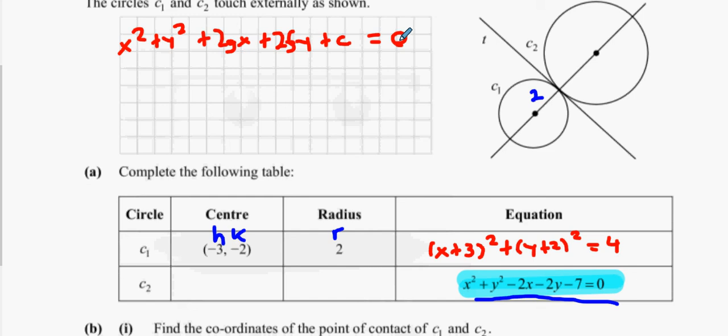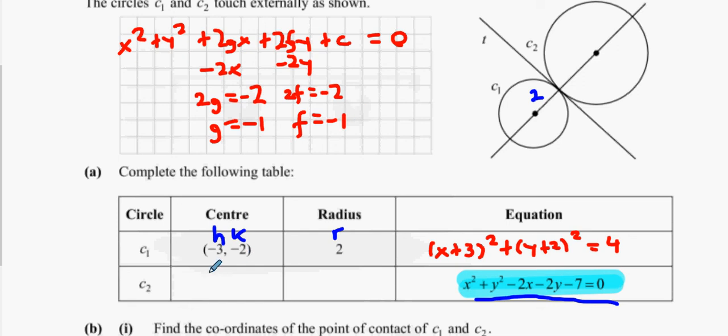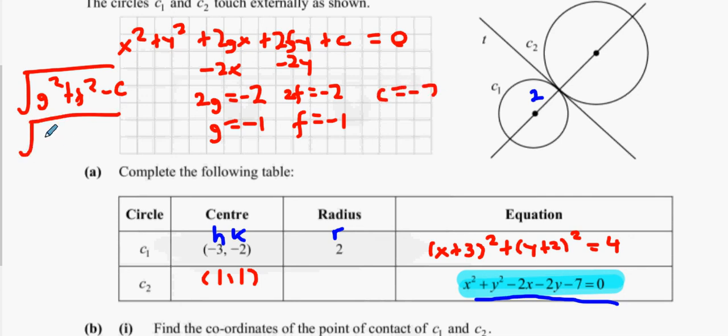Okay. And when you do this, you should get minus 2x is 2g, so 2g equals minus 2, g therefore equals minus 1. 2f equals minus 2y, so f also equals minus 1. This means the center of the circle is minus g, minus f, otherwise known as (1, 1). The radius is the square root of g squared plus f squared take away c. The c value is minus 7. So what we're going to have is minus 1 squared plus 1 squared, minus minus 7. It's going to be the square root of 9, which is 3.